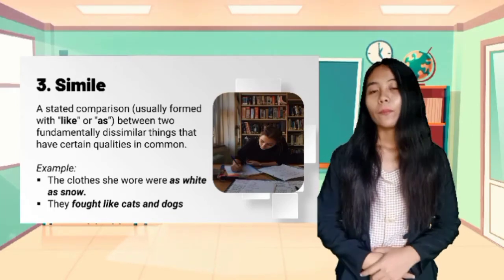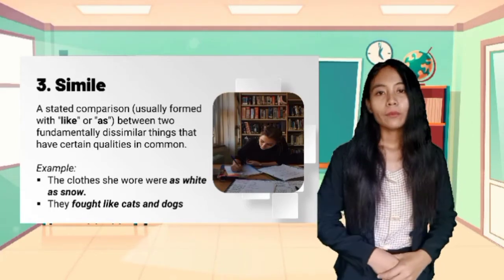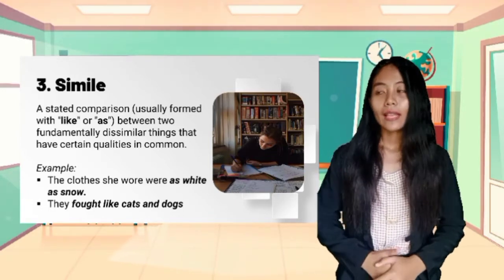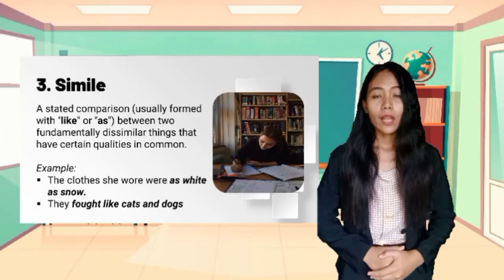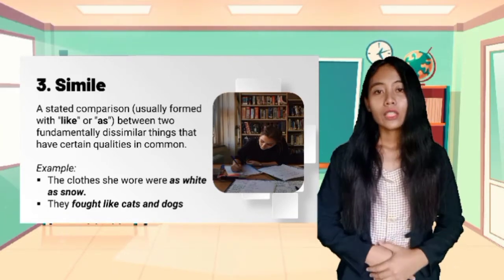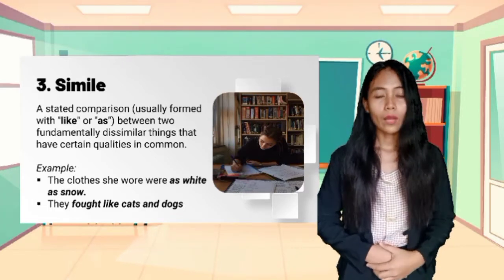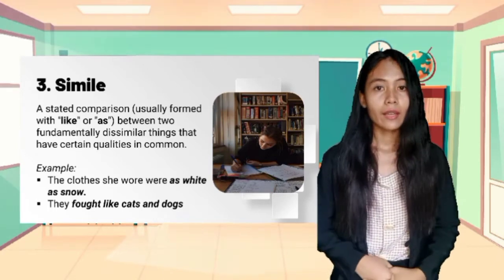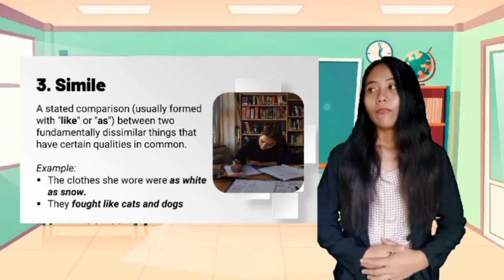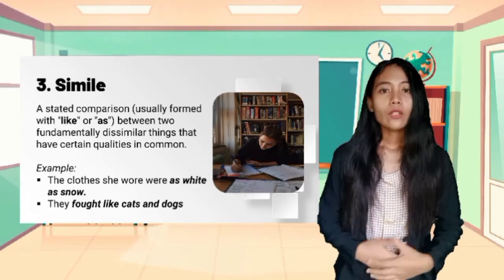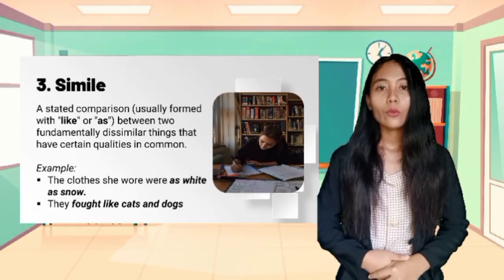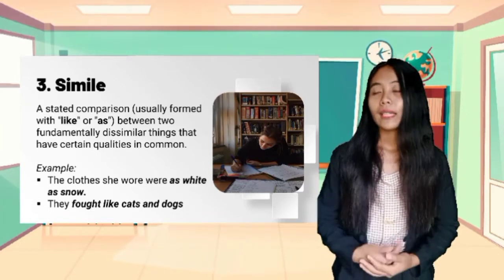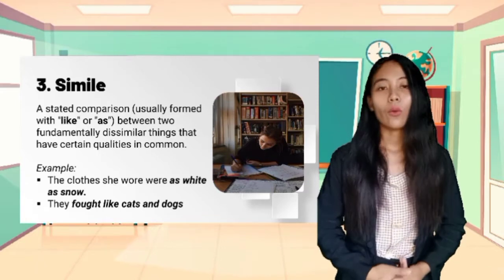It is a stated comparison, usually formed with like or as, between two fundamentally dissimilar things that have certain qualities in common. For example, the clothes she wore were as white as snow. We can clearly know that the comparison is on the color. Another example is they fought like cats and dogs. We are comparing somebody who argues or who fought like cats and dogs. As we can observe, similes are always introduced by the words like or as.